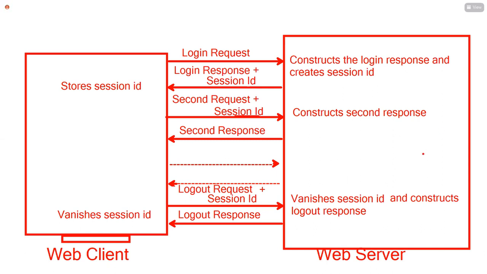Okay, write this diagram. Very first time the server will send. Second time onwards the client will send to the server.